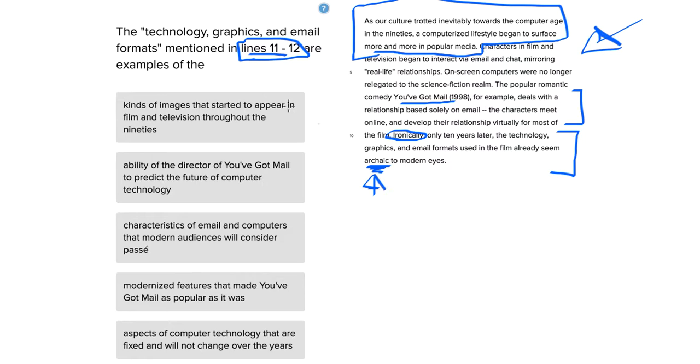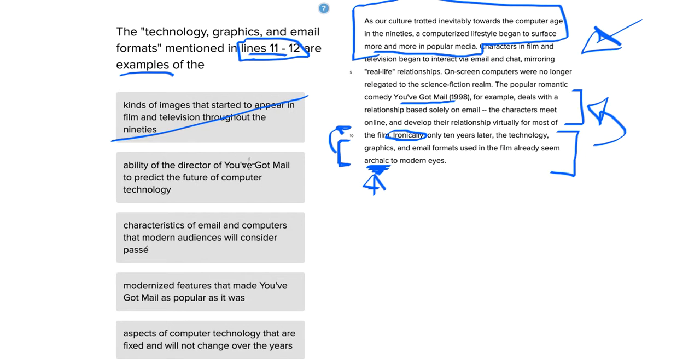So we want to find a sentence here that says that this is an example of a characteristic of You've Got Mail that seems to be archaic, that seems old-fashioned. First option: "kinds of images that started to appear in film and television throughout the 90s." That would be okay if we were talking about an example backing up the thesis directly, like You've Got Mail or just characters in film here. But this, ironically, is already starting a conclusion and refers only to that previous example. So that doesn't make sense.